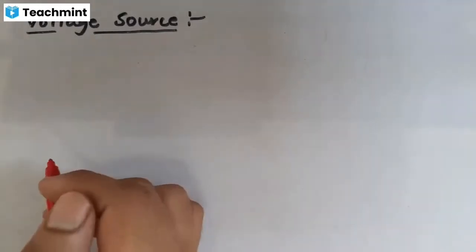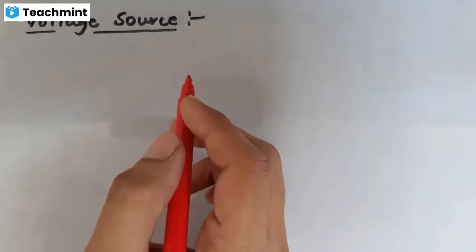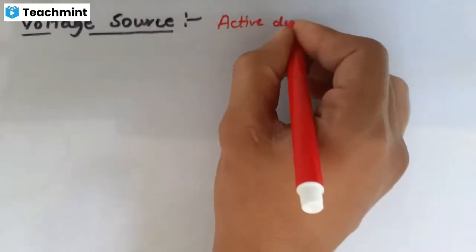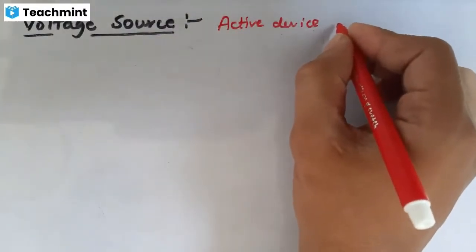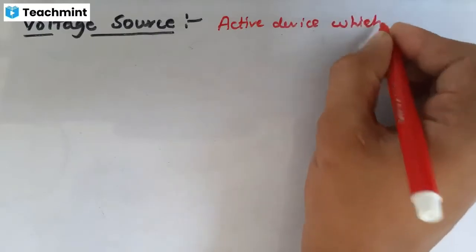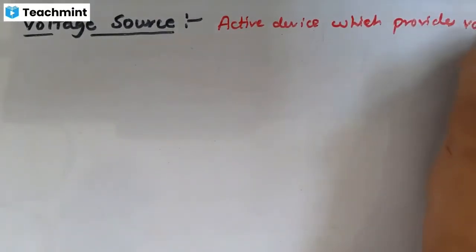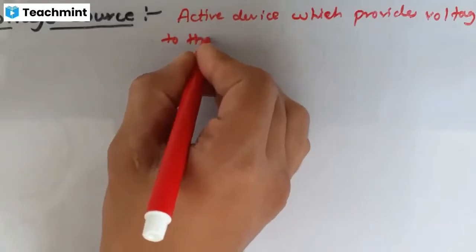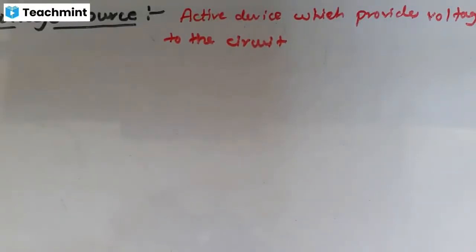Okay, so let us study what is a voltage source. A voltage source is an active device. What is this? This is one active device which provides voltage to the circuit, or to run the circuit. That is called a voltage source.